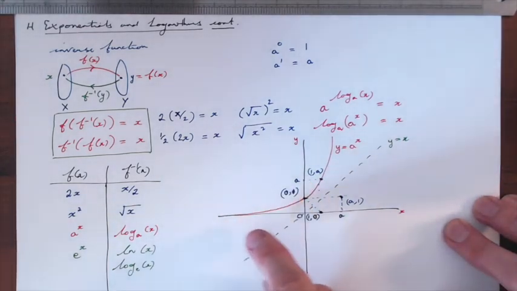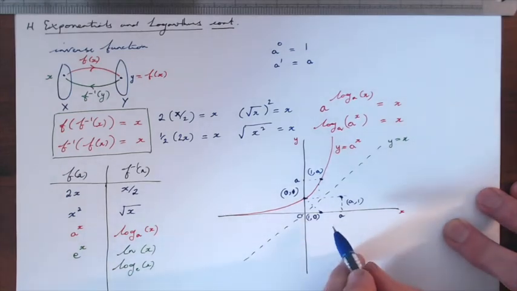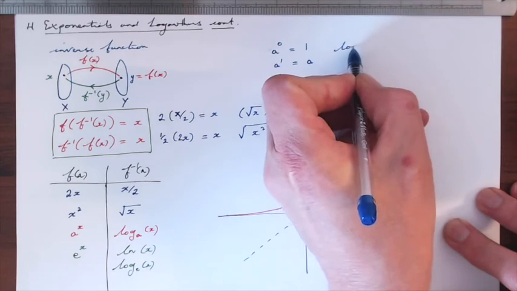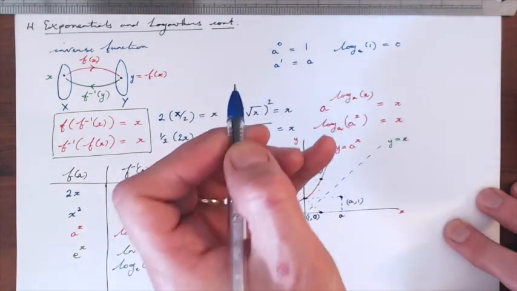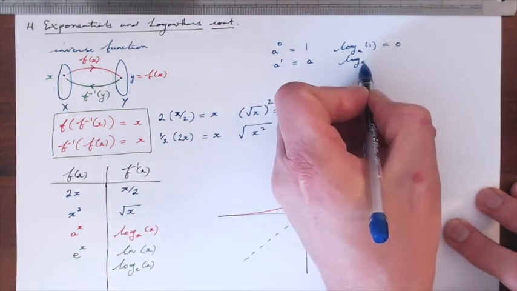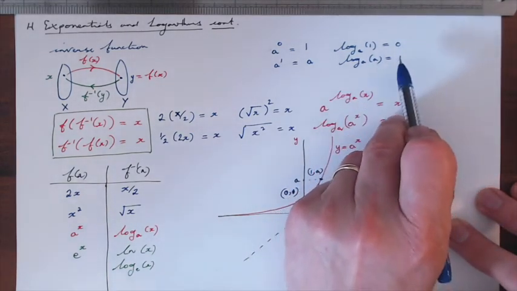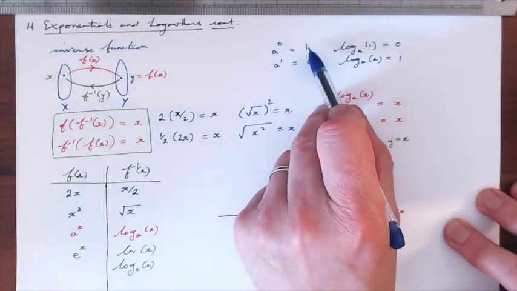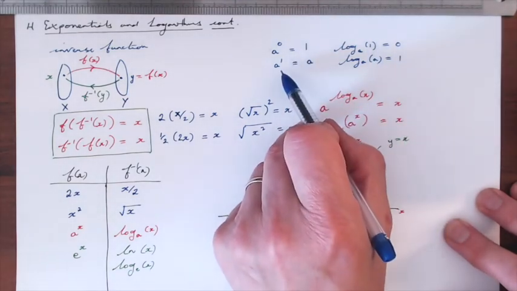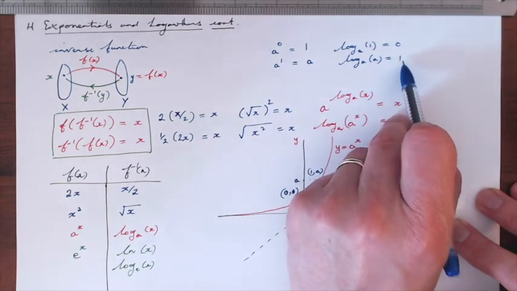So the inverse of the exponential has to pass through these 2 points. And let's just note that here. So because that's true, we have that log to the base a of 1 equals 0, and we have that log to the base a of a equals 1. You see how we're undoing these functions. So the exponential takes 0 to 1, and the logarithm takes us back from 1 to 0. The exponential function takes 1 to a, and the logarithm function goes backwards and takes us from a to 1.